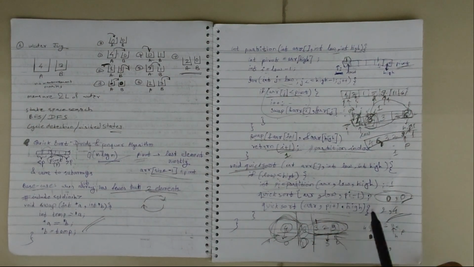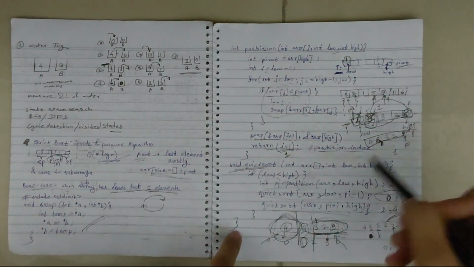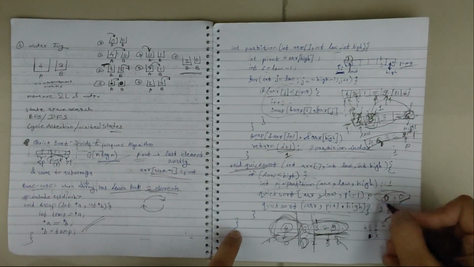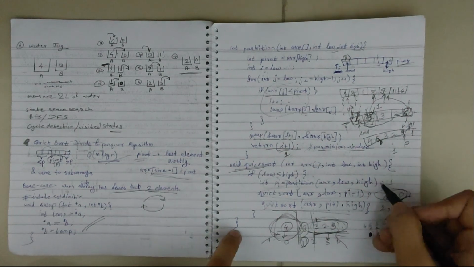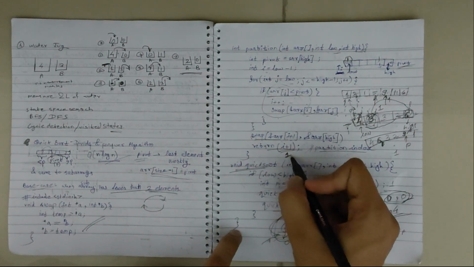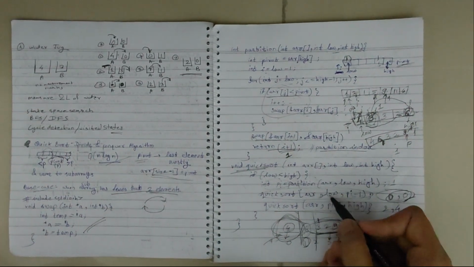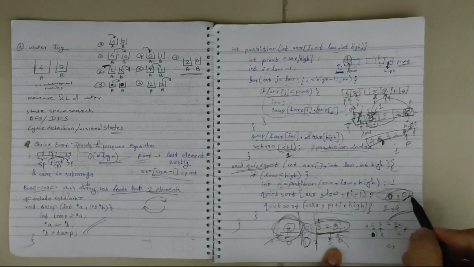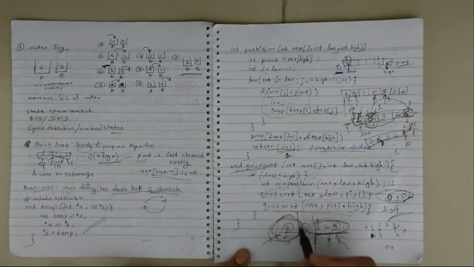So when you reach here, what happens? Quick sort took place. We got here 0, 0. Partition index we got 1. So here low will be 0 and 1 minus 1 will be 0 of course. So we got here 0.